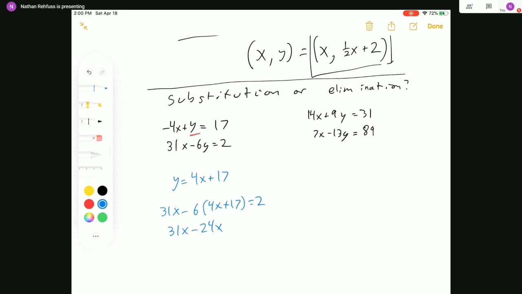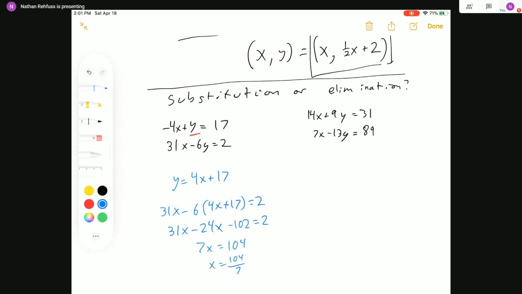Remember to distribute. 6 times 17 is 102? Yeah, 102. So 31x minus 24x is 7x, and add 102 to both sides, you get 104. Now, unfortunately, 104 is not divisible by 7, so you're going to get x is 104/7. And then when you substitute that back in, you're going to have problems. But at least the first part was clean.